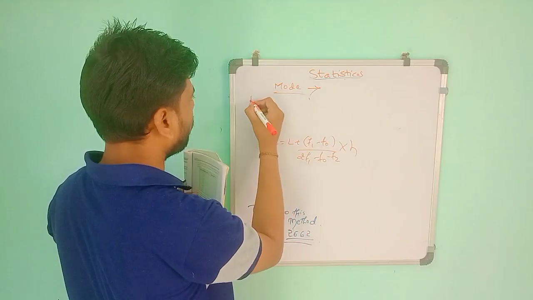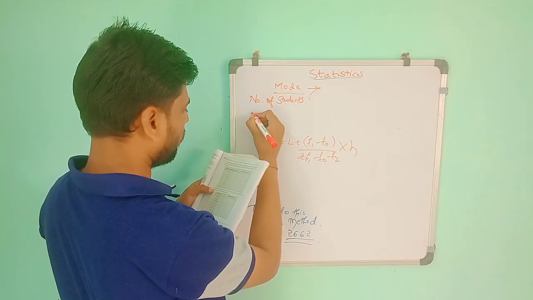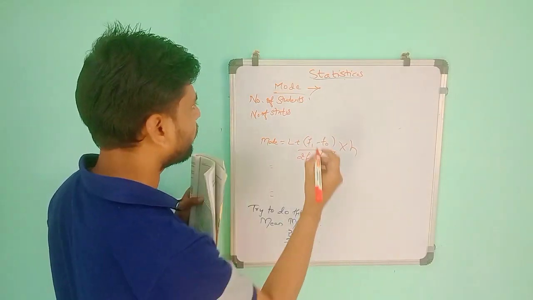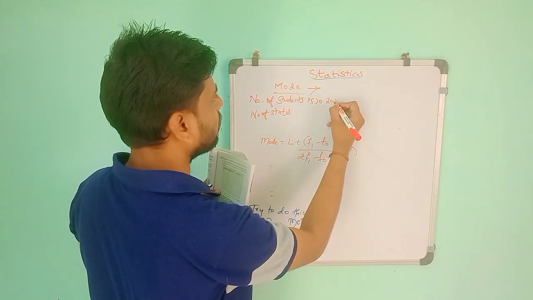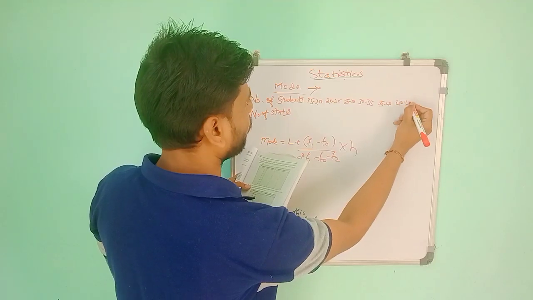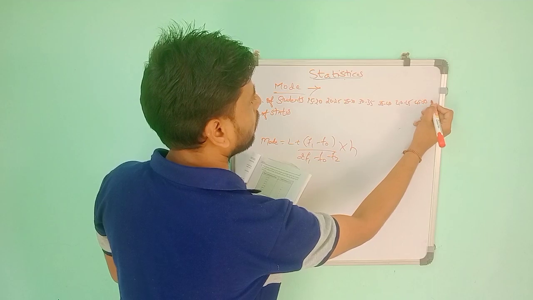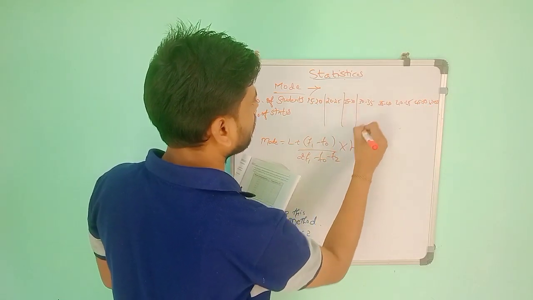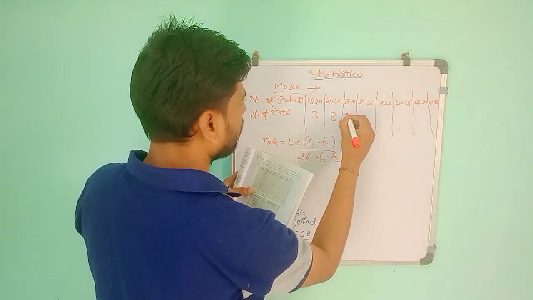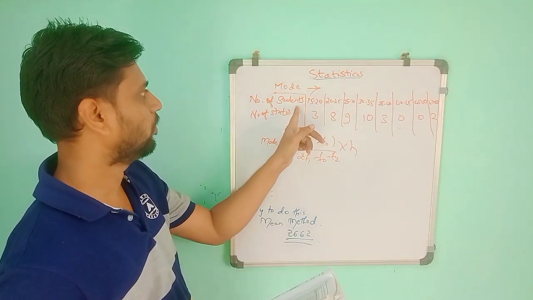So they have given the number of students per teacher, then the number of states. If you see the values, they have given 15 to 20, then 20 to 25, then 25 to 30, 30 to 35, 35 to 40, 40 to 45, then 45 to 50, and 50 to 55. Then they have given the values 3, 8, 9, 10, 3, 0, 0, 2. So number of students per teacher, this one, and the number of states.